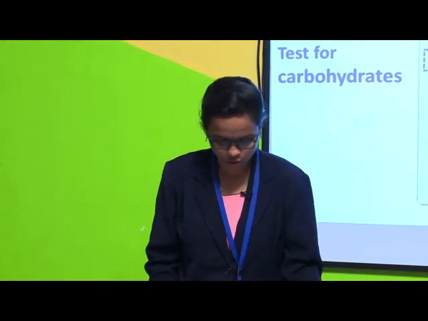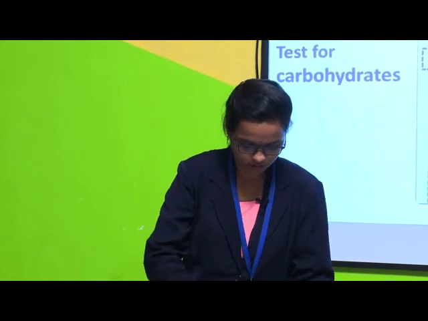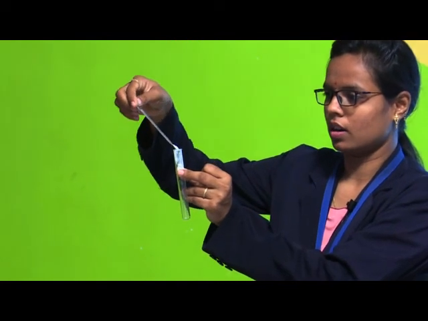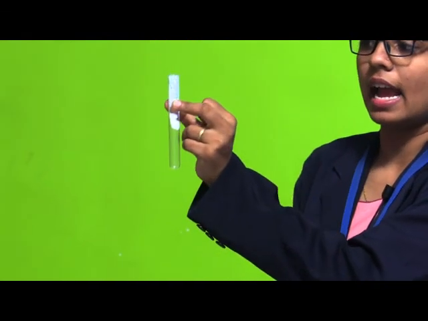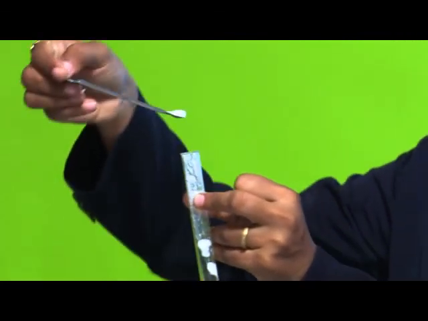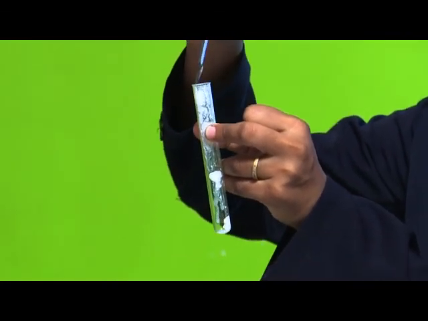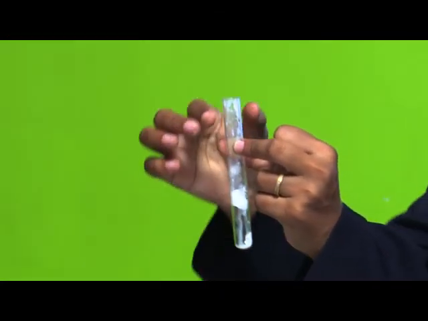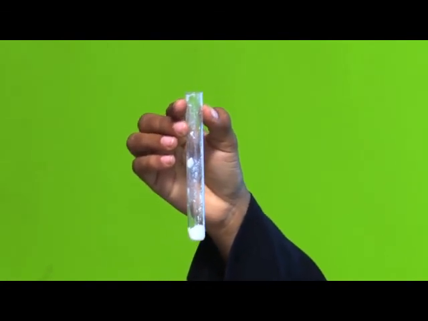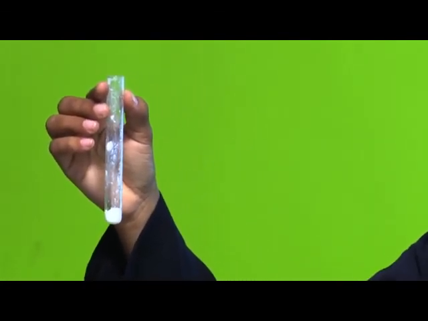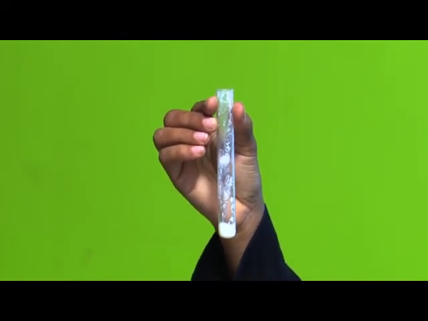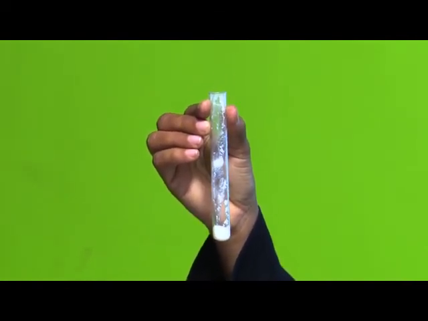With the help of a spatula, I am going to take a little amount of curd. Okay, students, I have taken curd here. Now this is the curd which I have placed in the test tube. We are going to see the protein test for curd, whether it is rich in protein or not. I have taken a test tube and added curd in it.